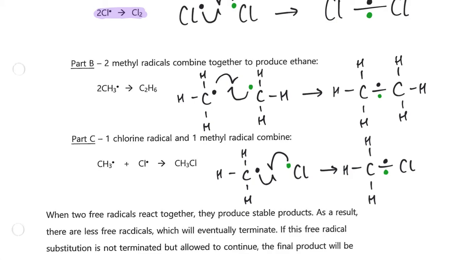This is probably the most straightforward step because just think of the two different types of radicals that you have in this reaction. You have a chlorine radical, a methyl radical, and any combination of those two can come together. And we have to terminate this reaction if we want our product to be just chloromethane, if we don't want these other hydrogen atoms substituting for other chlorine atoms.